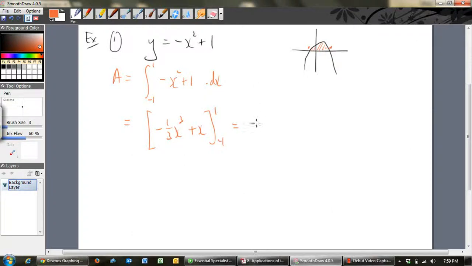So put the 1 in, that'll be negative 1/3 plus 1 minus, put the negative 1 in, you'll get -1 there, it'll be a positive 1/3 and minus 1. This equals negative 1/3, negative 1/3, so that's negative 2/3. And you've got positive 1 here, positive 1 there, so that's plus 2, or 6/3, and so the answer is 4/3 squared units. So that's the area underneath there, and it's as easy as that. I've chosen a very simple function because I don't want to spend ages integrating, but that's the idea.